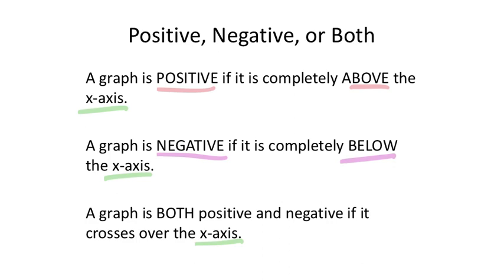The last one here, maybe it crosses over the x-axis. Well, if it does, then it's considered both positive and negative. I know we're talking about the x values here, but in the end, it's all about the y values. So both is just saying maybe some of the y values are negative, but maybe some of them are positive. And you can see that on a graph because it will cross over the x-axis.